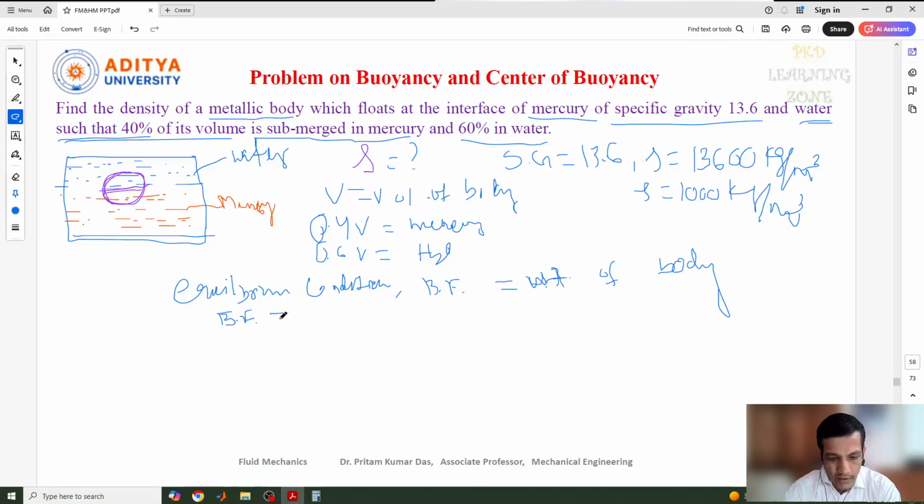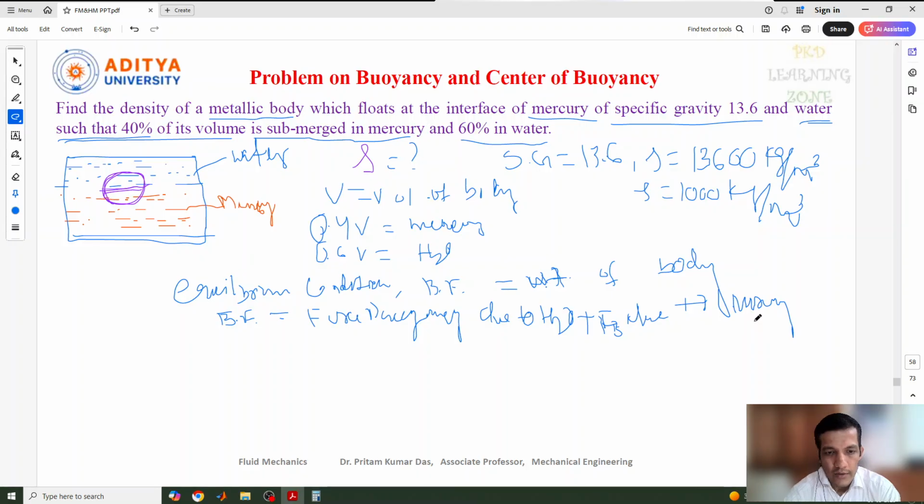Also we can write the force of buoyancy due to water, because two liquids are there, and the force of buoyancy, I'll write here the shortcut F_B, due to the mercury. These two points we can consider, because I've not written any different thing, only the same thing modified here. The total force of buoyancy equals the force of buoyancy due to the water and the force of buoyancy due to the mercury.